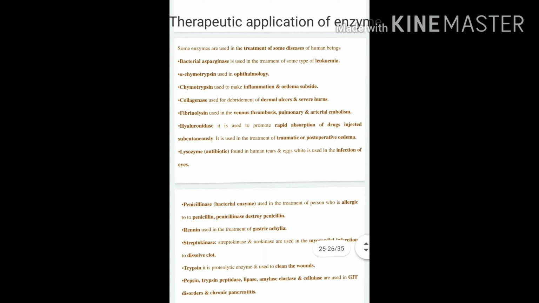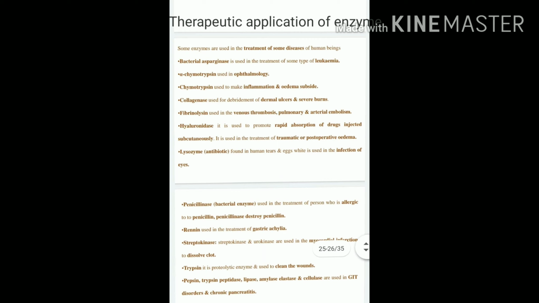Fourth enzyme is hyaluronidase, which promotes rapid absorption of drug injected subcutaneously. The fifth enzyme is lysozyme, used in the treatment of infection of the eye. Sixth enzyme is penicillinase, used in the treatment of a person who is allergic to penicillin. Seventh enzyme is renin, used in the treatment of gastric achylia. Eighth enzyme is streptokinase, used in the treatment of myocardial infarction to dissolve the clot.